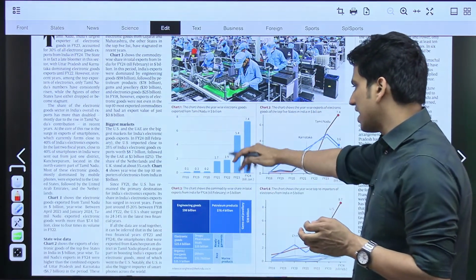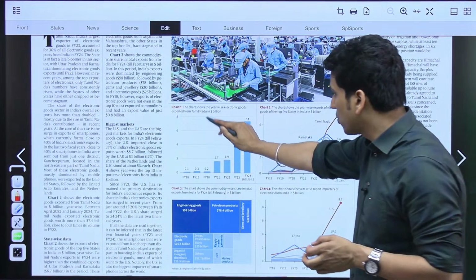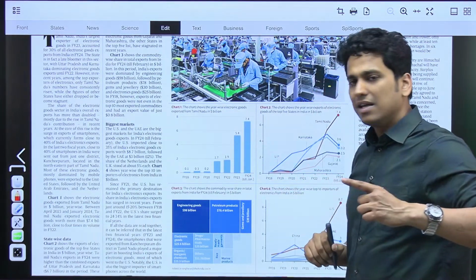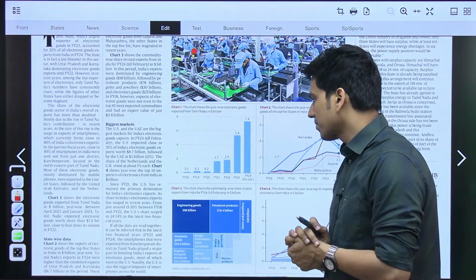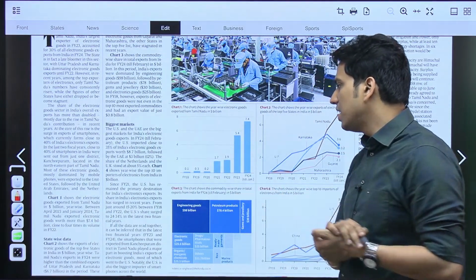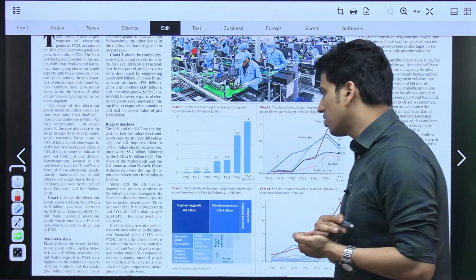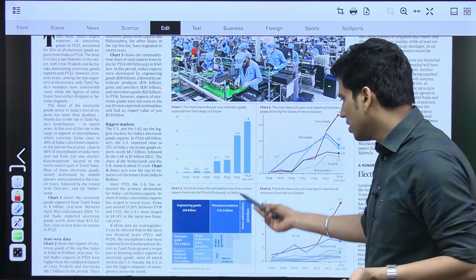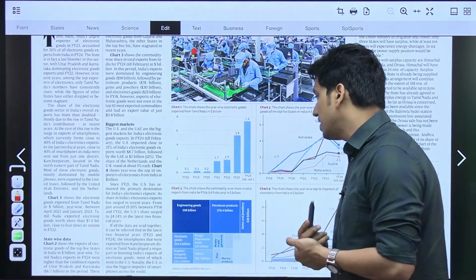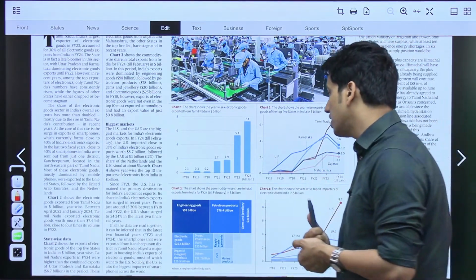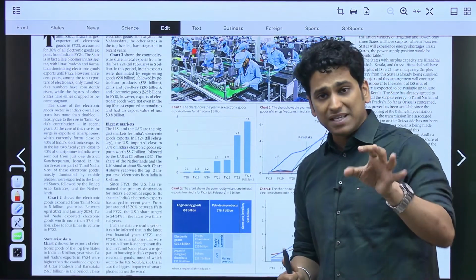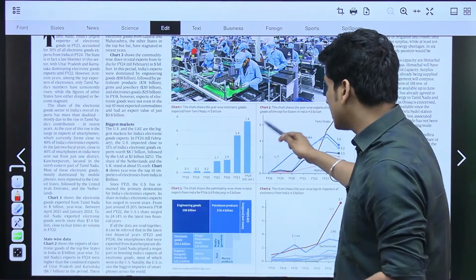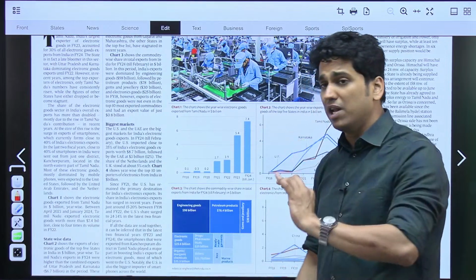This is the first chart, that is this bar graph chart that talks about year-wise electronic goods which have been exported from Tamil Nadu. 2018: $0.1 billion, 2019: $0.3 billion, 2020: $0.2 billion, 2021: $1.7 billion, 2022: $1.9 billion, 2023: $5.4 billion, and 2024, only till the month of January, it has been $7.4 billion.